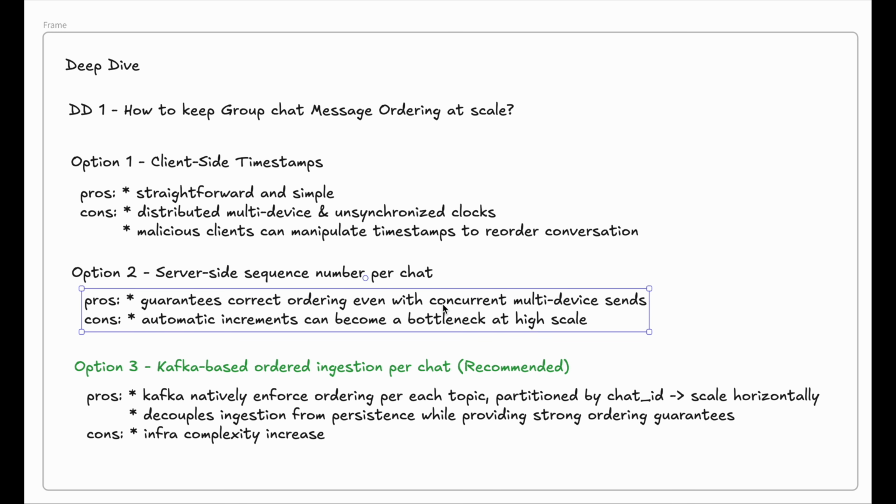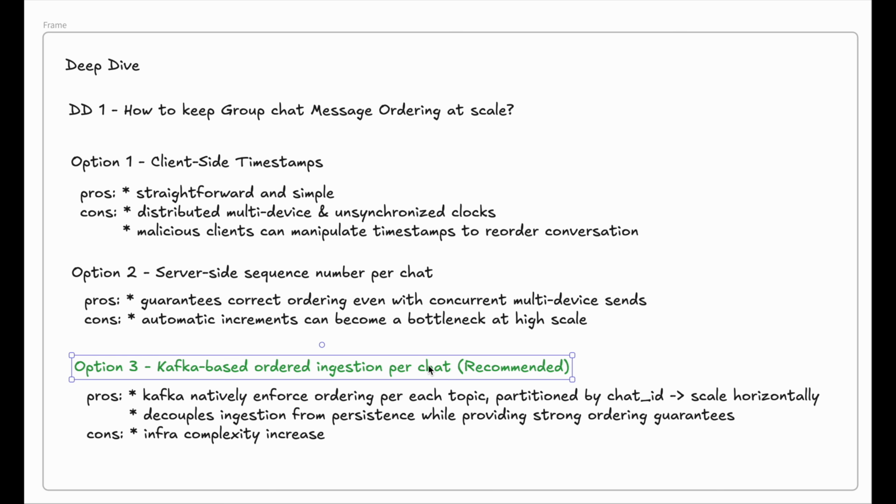But the downside here is that atomic increments can become a bottleneck at a very high scale, unless each chat is strictly routed to a single partition or server shard. And still, for many medium-scale systems, this option is good because it balances correctness with implementation simplicity.